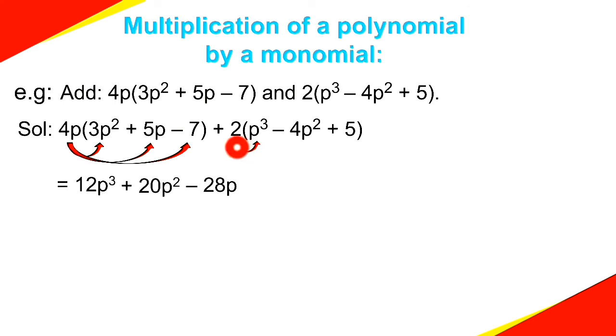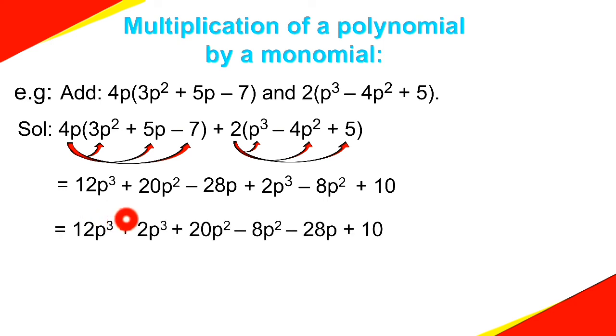Right, we are going for the next term, that is 2 into p³, plus 2 into p³. Next 2 into 4p². First multiply the constant terms. What can we get? 4 2s are 8, minus 8p². Next 2 into 5. What can we get? 5 2s are 10.